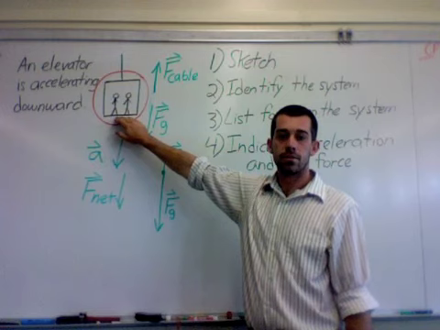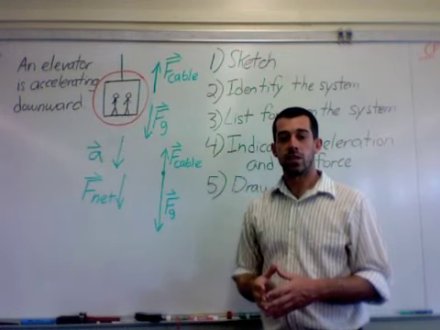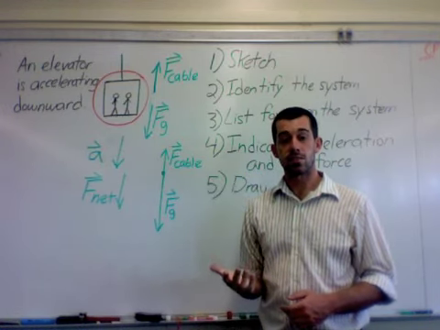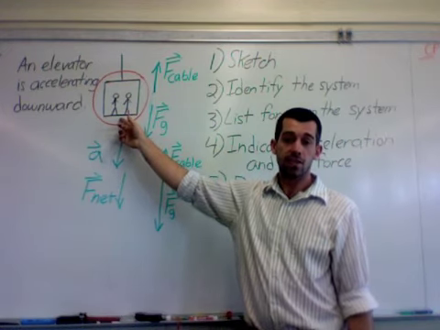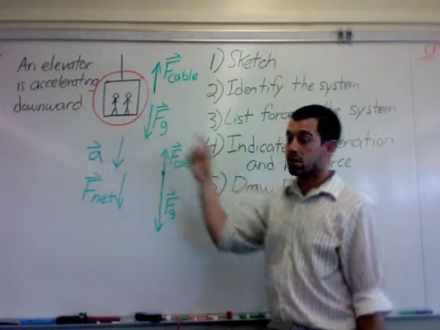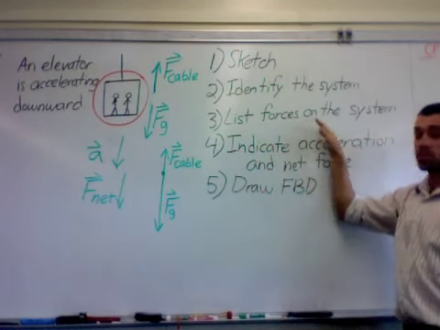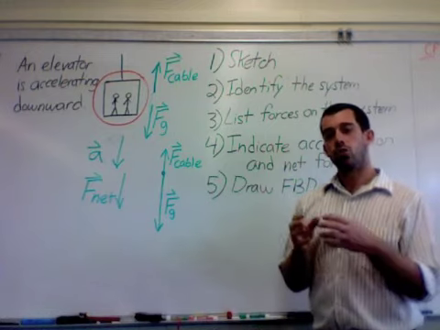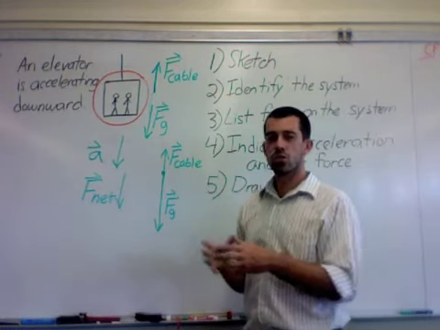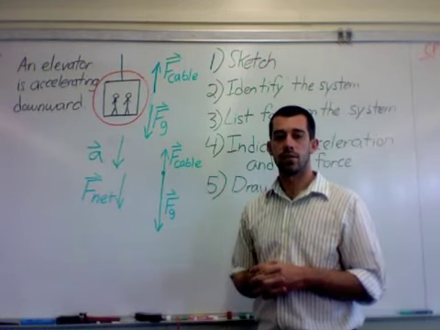There they are. The second thing we need to do is identify the system. I did that by circling the part that matters, which is the elevator car. Step 3 is to list any forces that are on the system. And this red circle really helps me to do that.